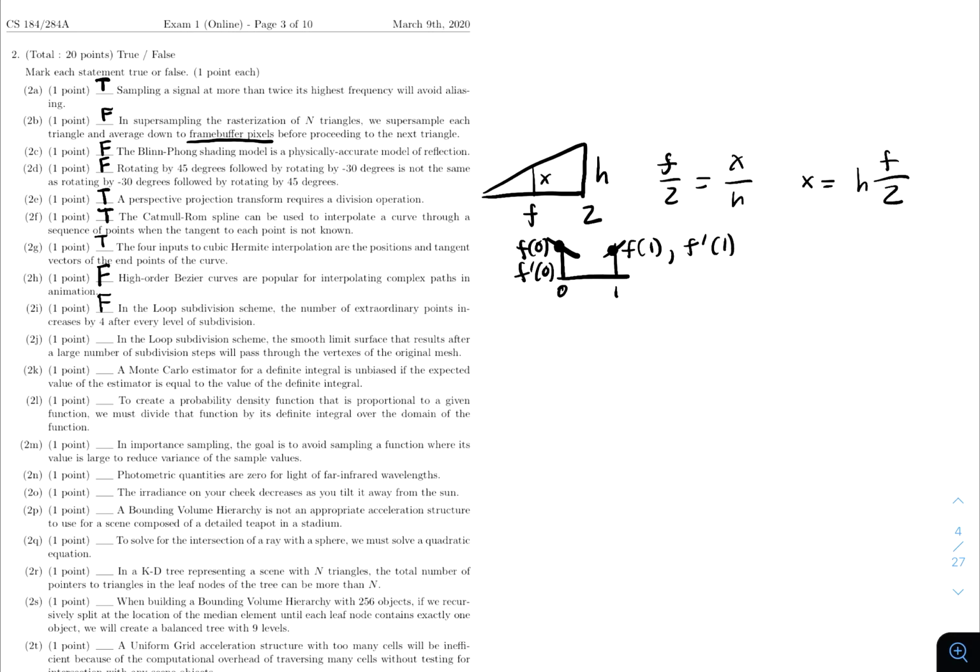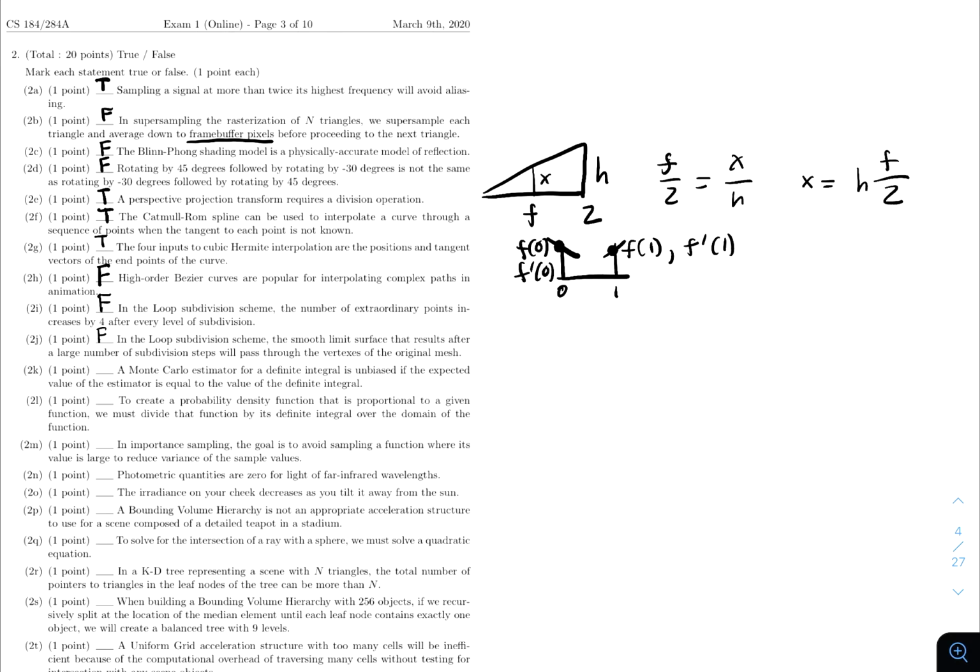In the loop subdivision scheme, the smooth limit surface that results after a large number of subdivision steps will pass through the vertices of the original mesh. False. Loop subdivision is an approximation scheme that will result in a smooth limiting surface. It's not an interpolation scheme that will preserve exactly the values of the vertices of the original mesh. Otherwise, we would still have quite a blocky mesh potentially.